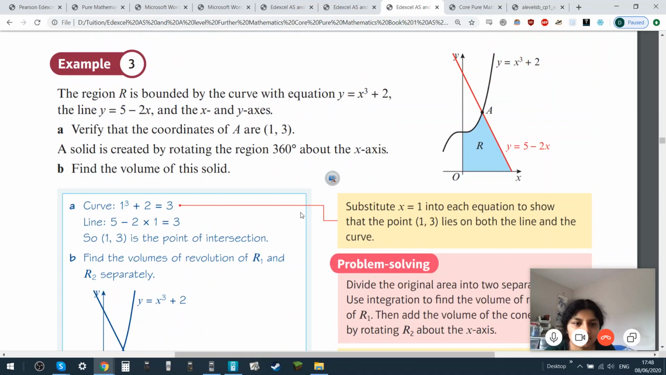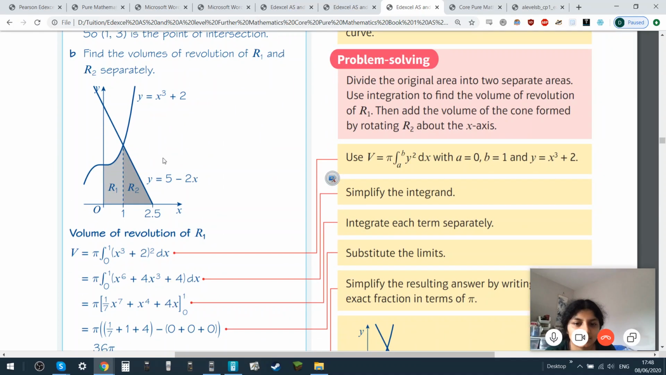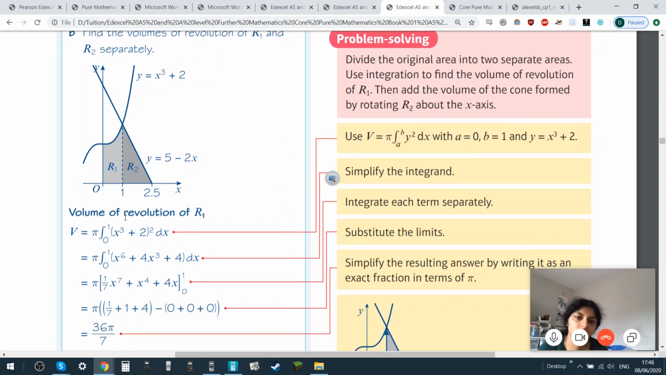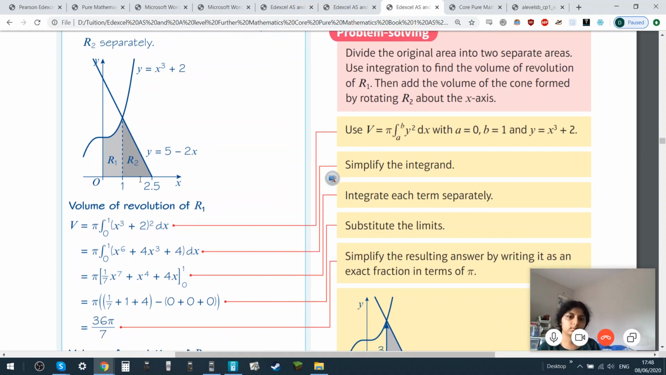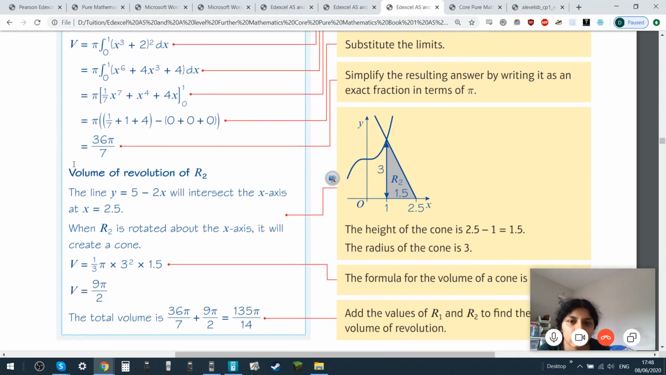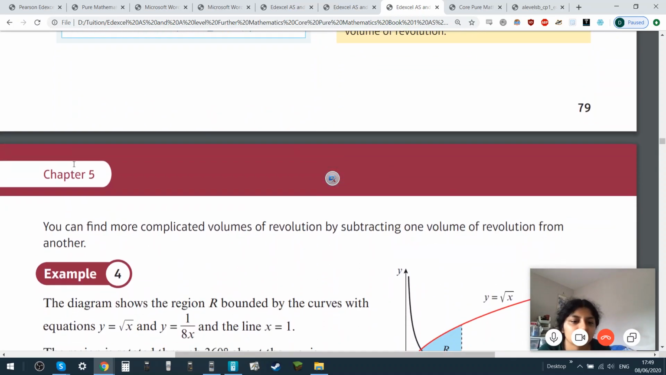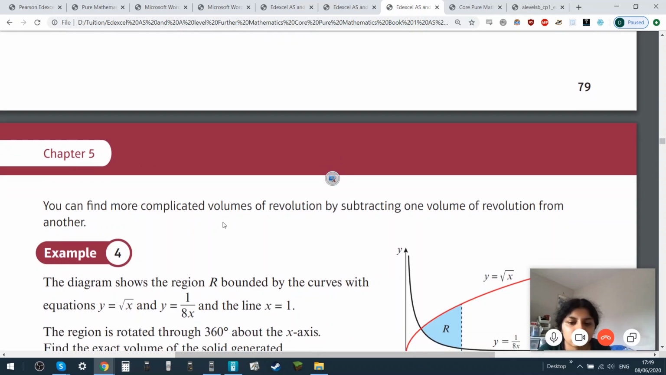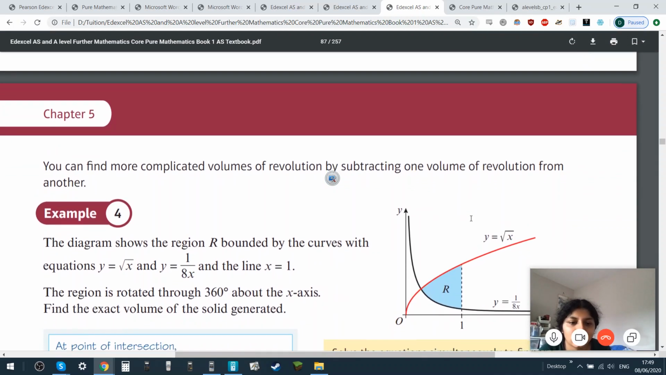So, what did they do? Same idea. So you just cut it into two parts. It was that part plus that part. First one from 1 to 0. Second one from 2.5 to 1. This was the cubic. This was the straight line. Any questions about that? Yeah, you have to kind of visualize it a bit. Oh, why did they say more complicated? That's the last thing I want to see.